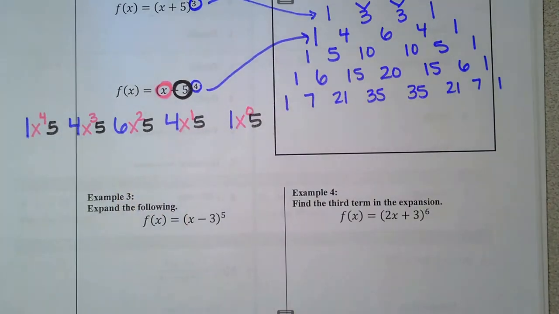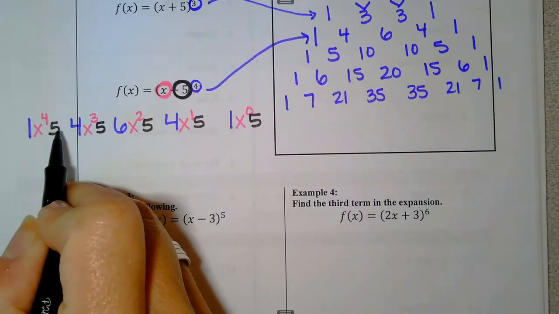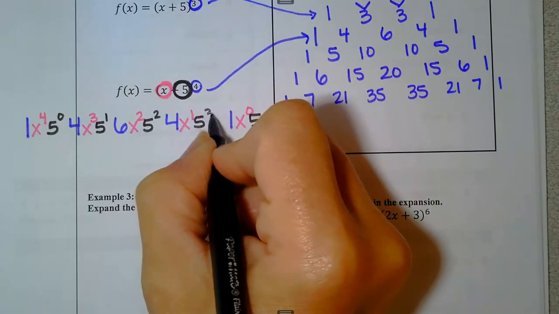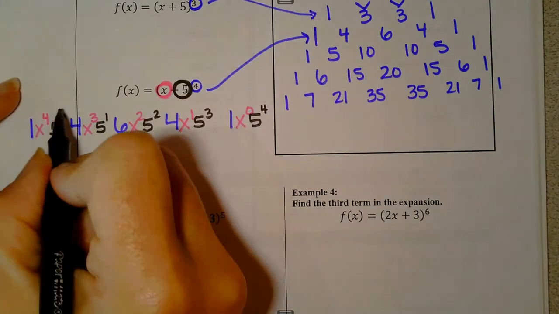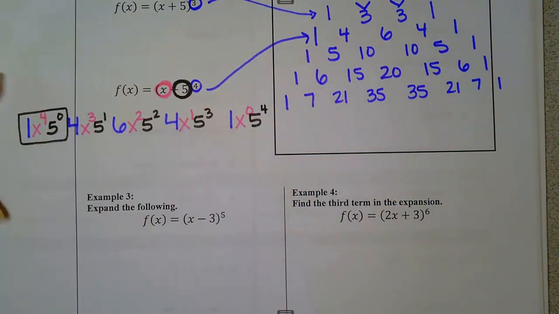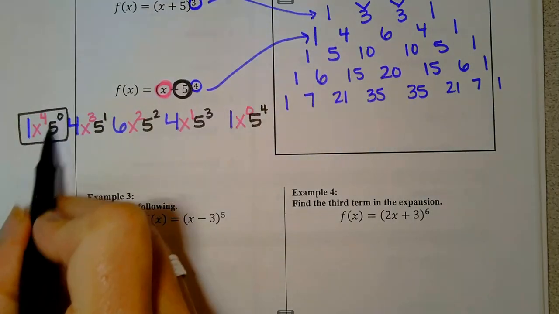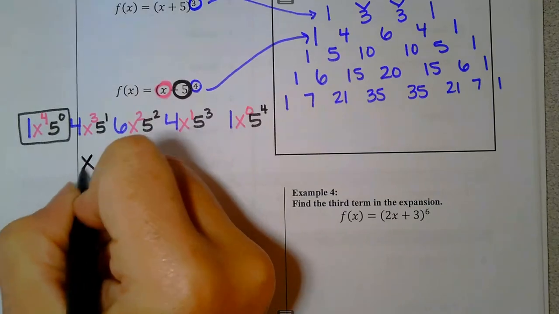And the weird thing here, though, is you don't start at 4, you have to do the opposite. So this one starts at 0 and counts up. 1, 2, 3, 4. So what ends up happening is you end up with 5 terms. Okay? Each of these is its own separate term of your answer. So 5 to the 0 is 1, times 1 is 1, times x to the 4th is just x to the 4th.